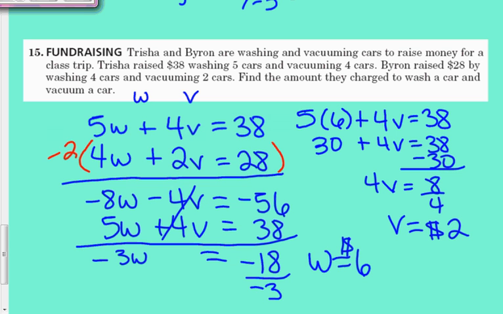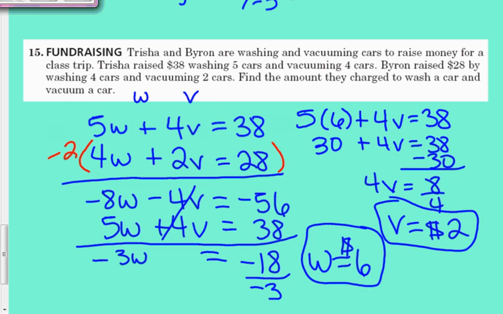And it can't be a negative, obviously. They didn't charge negative dollars, so they both have to turn out positive. And there's the answers to the last question on your workbook page.